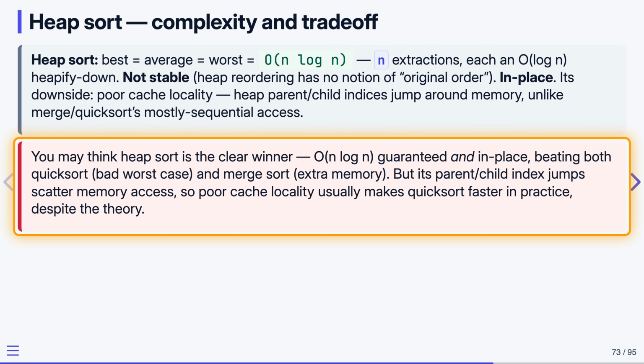So watch out for a tempting conclusion. You may think heap sort is the clear winner, big O of n log n guaranteed, and in place, beating both quicksort with its bad worst case and merge sort with its extra memory. But those index jumps scatter memory access, and the poor cache locality usually makes quicksort faster in practice, despite what the theory says.